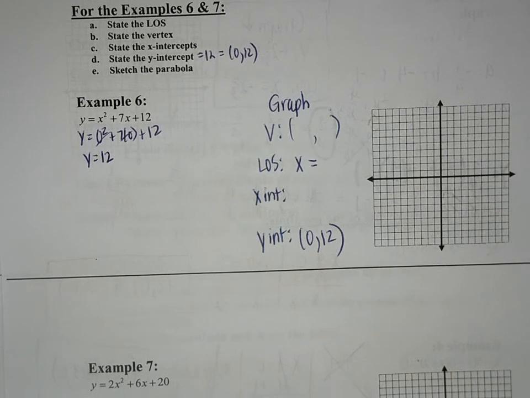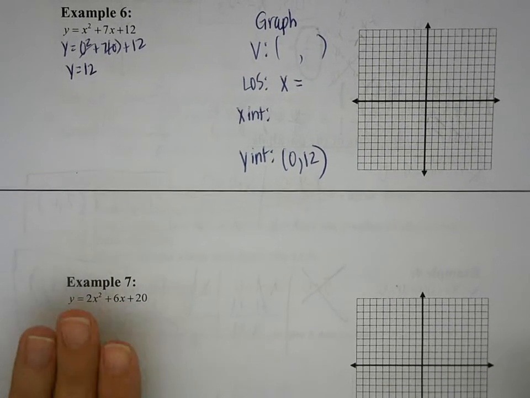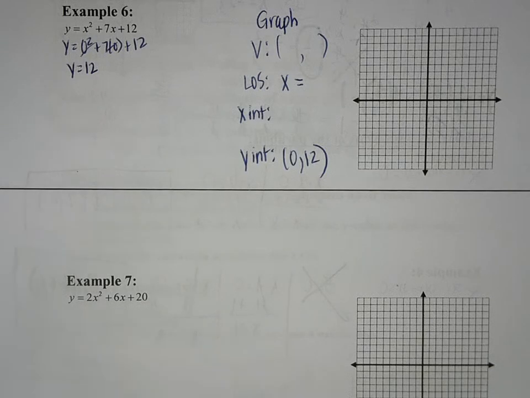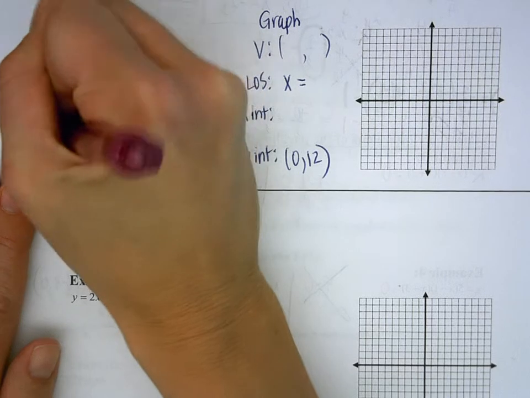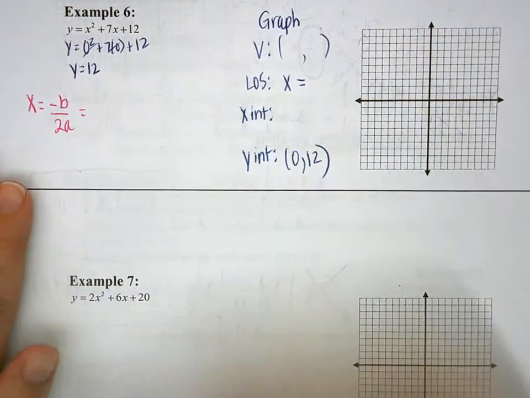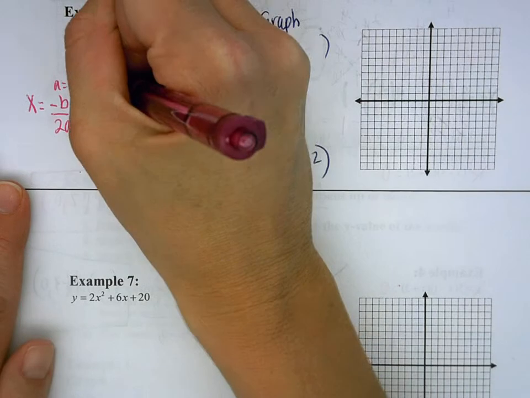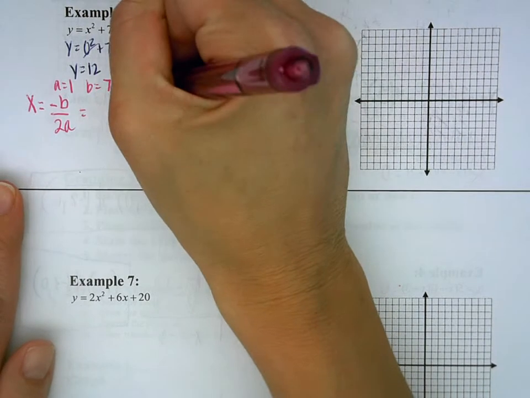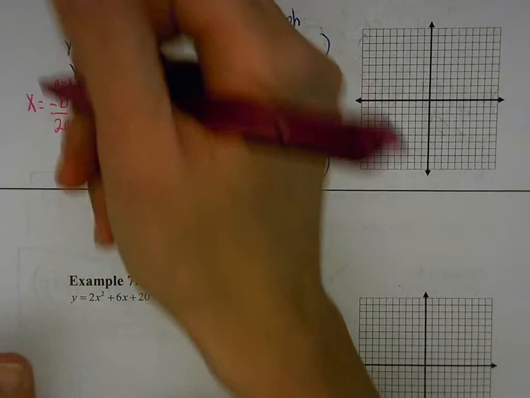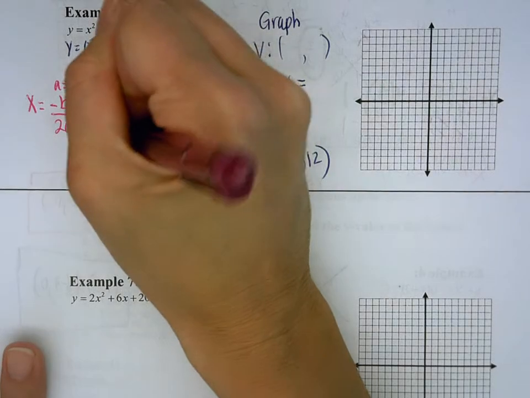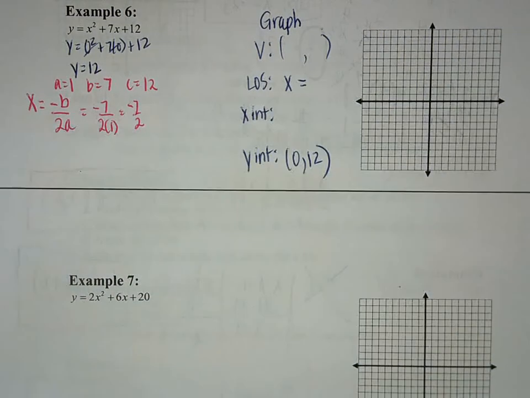All right. So now, what do you guys want to find first? Should we find our vertex? And what's the equation for finding the x value of the vertex? You guys probably already know it now, huh? Oh, but before that, my a value is what? 1. My b value is 7, and my c value is 12. So negative b over 2a is going to be what? Negative 7 over 2 times 1, which is negative 7 over 2. But when I write that in my vertex, I'm going to write that as what?